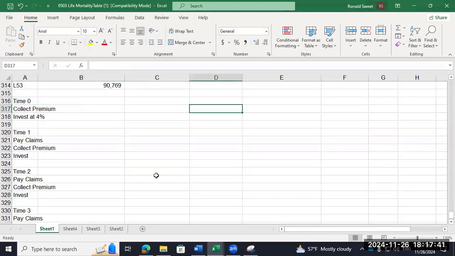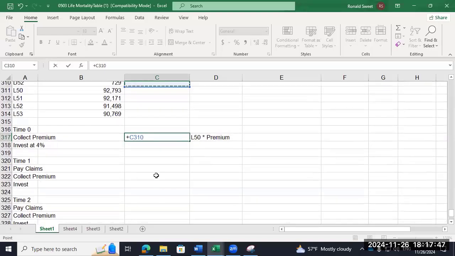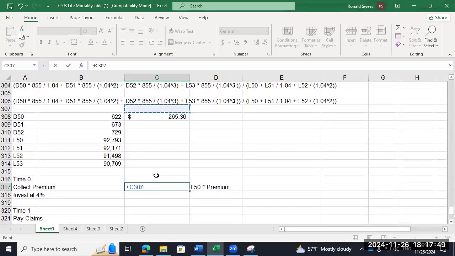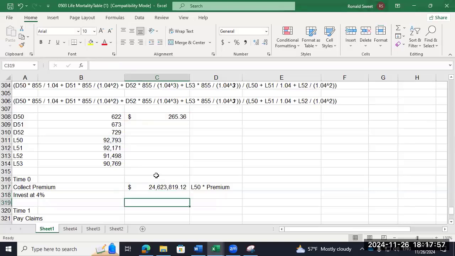So you collect your premiums, you're going to take L50 times the premium. So I'm going to set it up, but this is what you want to do, is really tough calculations. So L50 is 92,793 and our premium is 265.36. So we're going to collect that premium. Go out 2 decimal places. You don't need to go out any further than that. And then we invest at 4%.